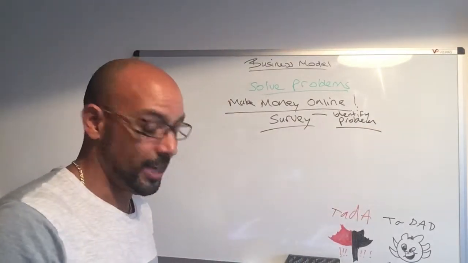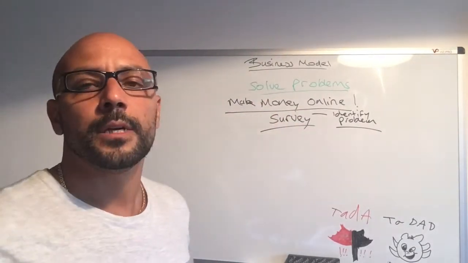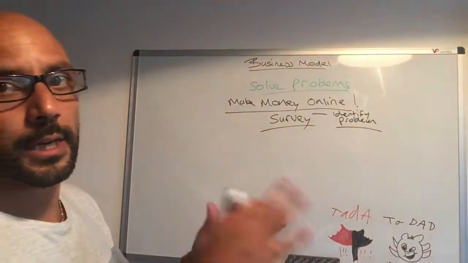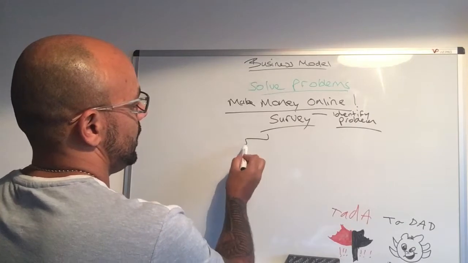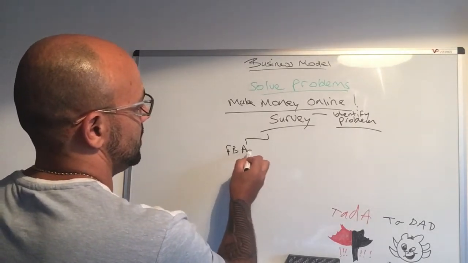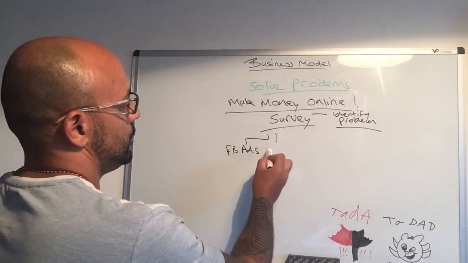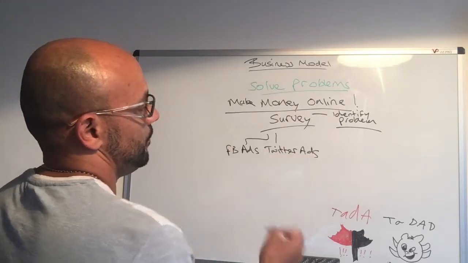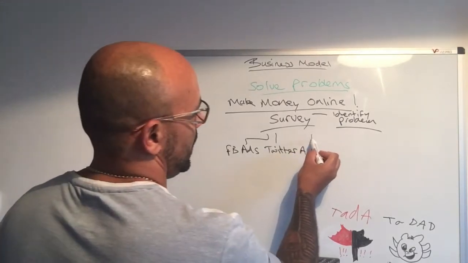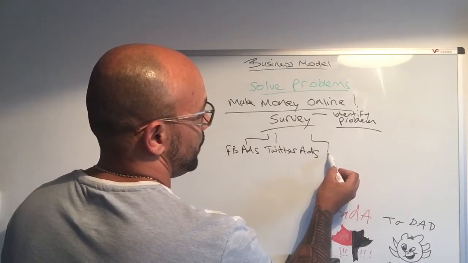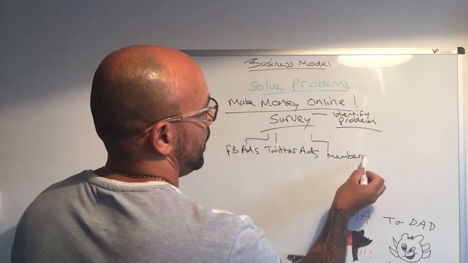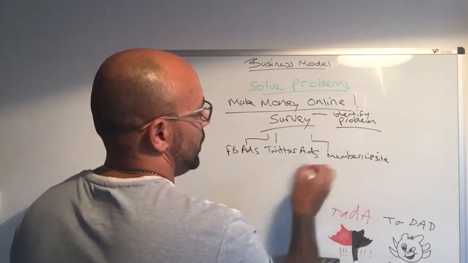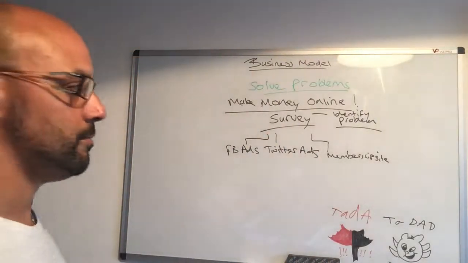See where I'm going with this? So you're identifying the problem, they take the survey. So by taking the survey, it allows you then to get them into the correct list. So the survey can say, you know, Facebook ads, so FB ads, or Twitter ads, and so on and so on. Or it could be membership sites. So people are just starting out, or they're interested in certain types. So these are just some examples.